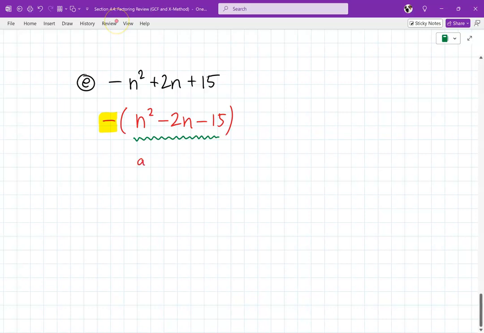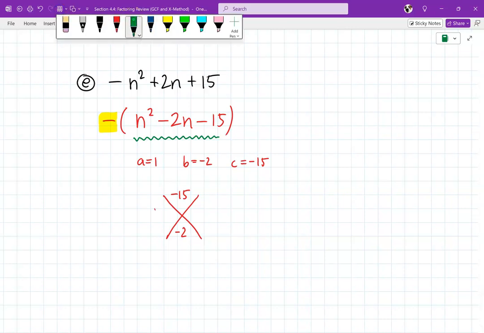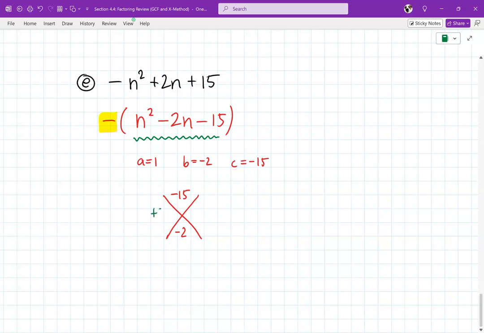So my A is 1, my B is negative 2, my C is negative 15. Okay, so putting my X here, A times C is negative 15, and my B is a negative 2. Two numbers that multiply to negative 15 that add to negative 2. 3 and negative what? Negative 5. Okay, so positive 3, you're saying, and a negative 5. So 3 times negative 5 is negative 15. 3 minus 5 is negative 2.